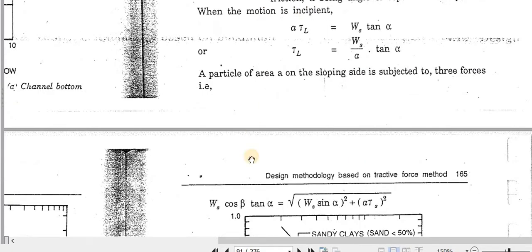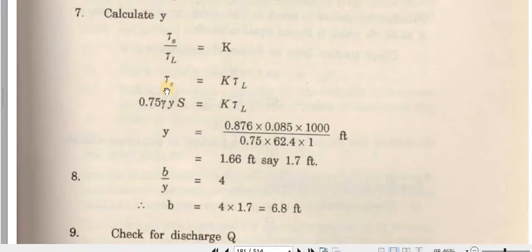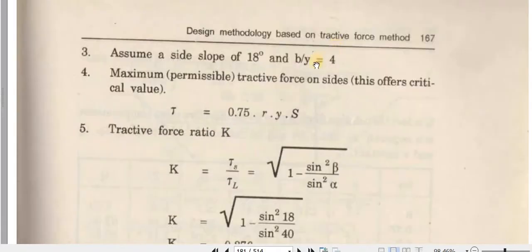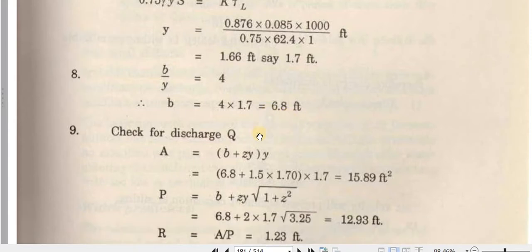So we can calculate TS. We can put values of 0.75 or 0.76. Gamma YS is equal to K TL. We have TL, we have S, we have gamma, so we can calculate y, and B over Y was assumed as 4. So B over Y was 4. B can be calculated as 6.8 feet.